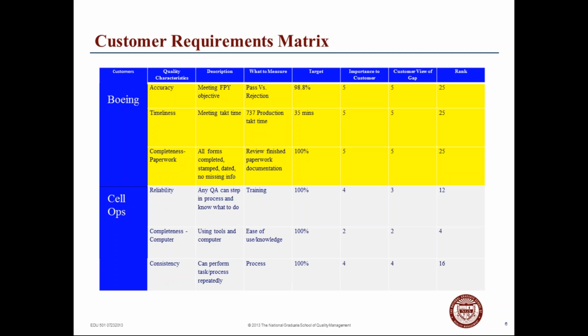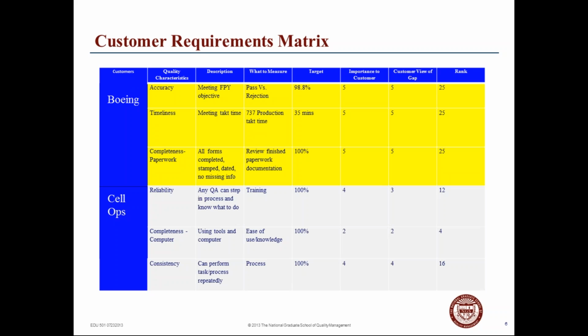And then with timeliness, they want to make sure that we meet our takt time, which is every 35 minutes. And so we gave that an importance of 5 and a view of the gap as a 5, so also a 25. And then the completeness of paperwork, having all our forms completed, stamped, and dated with no missing info, no discrepancies of documentation, and obviously they want a target of 100%, and with the two ratings of 5 and 5, that also gives it a 25.